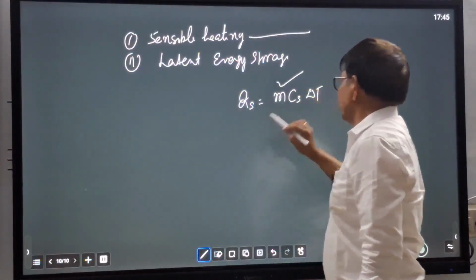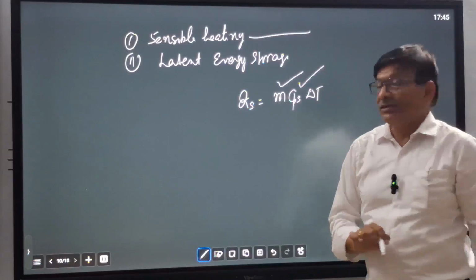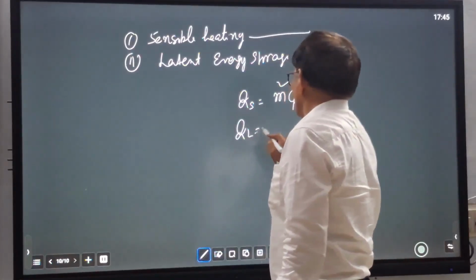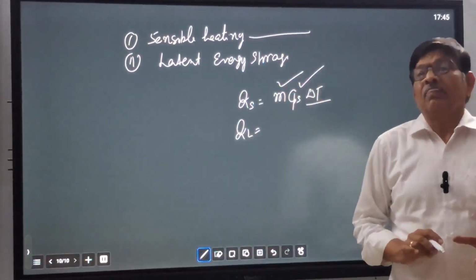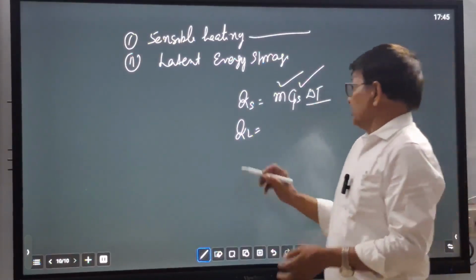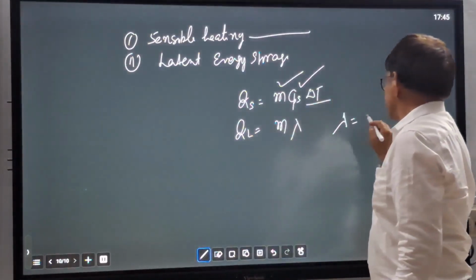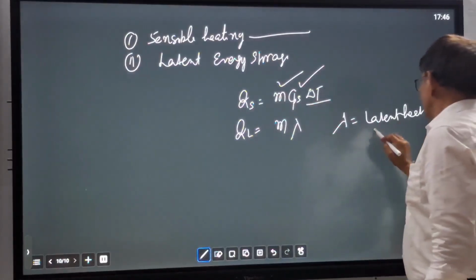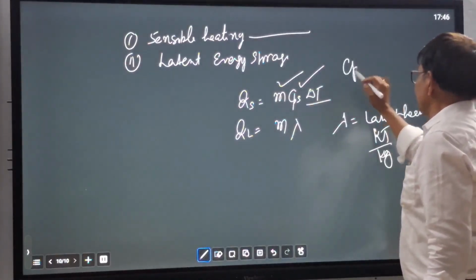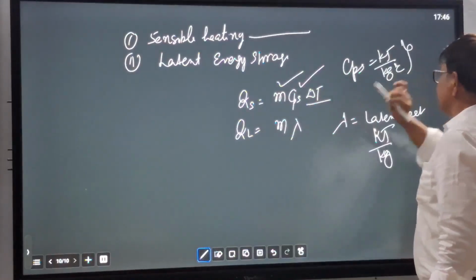M is the mass of the material, Cp is the specific heat, and delta T is the change of temperature. Latent heating is when the material changes its phase, from liquid to solid or from solid to liquid. Then the temperature remains constant: m times lambda. Here lambda is the latent heat, in joule or kilojoule per kg, because temperature remains constant. Here Cp is in kilojoule per kg degree centigrade, because temperature is changing.